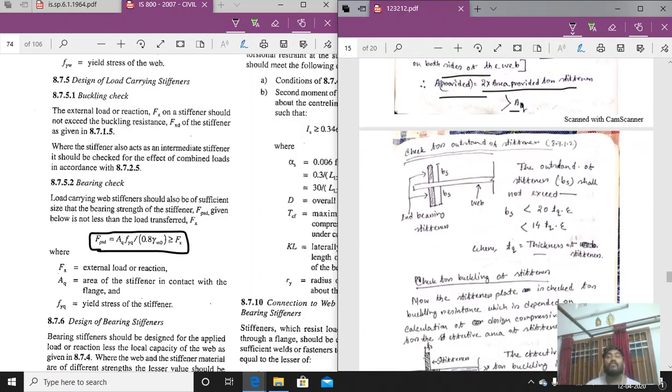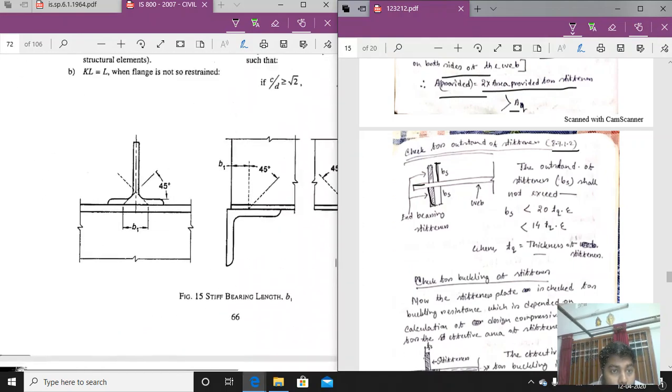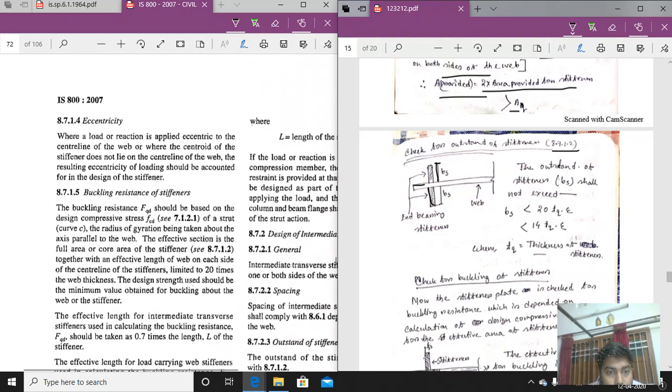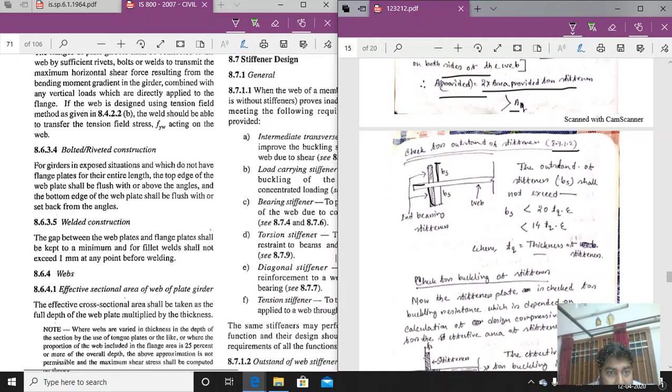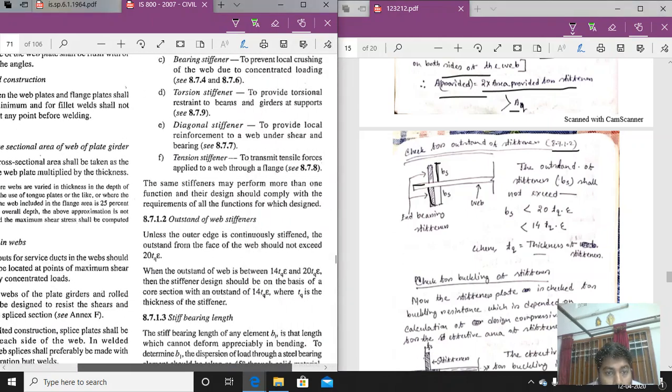Now, coming to the check for the outstand of the stiffener. This is the web, and this is the end bearing stiffener. So the outstand bs value should also be taken. How much outstand of the stiffener can we provide? Clause 8.7.1.2. Let us come to clause 8.7.1.2.